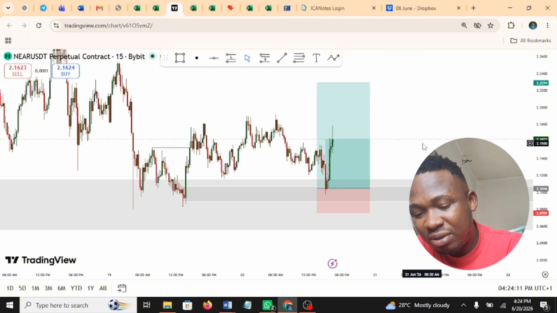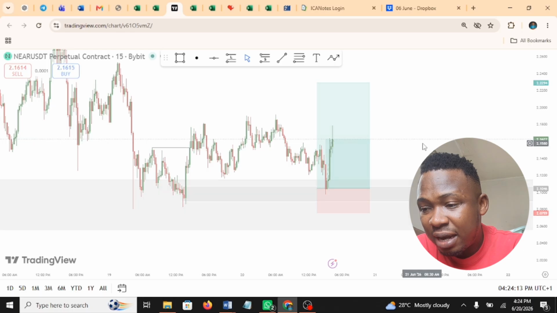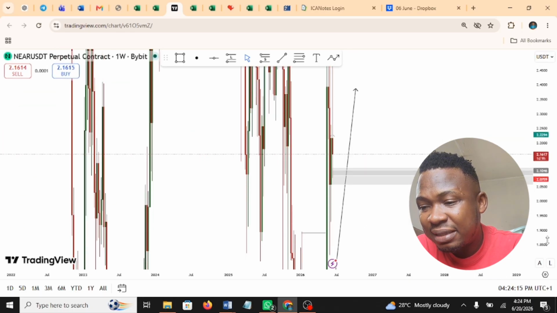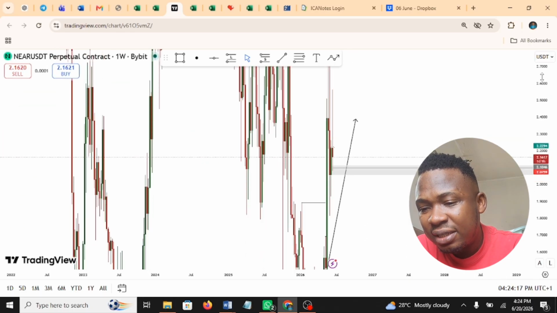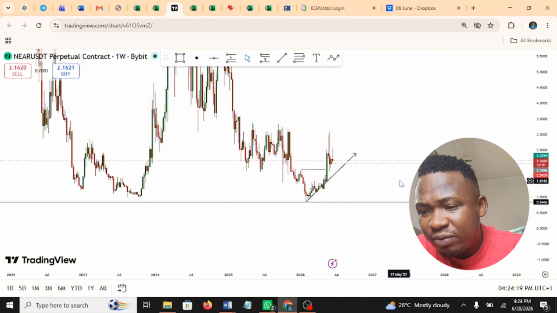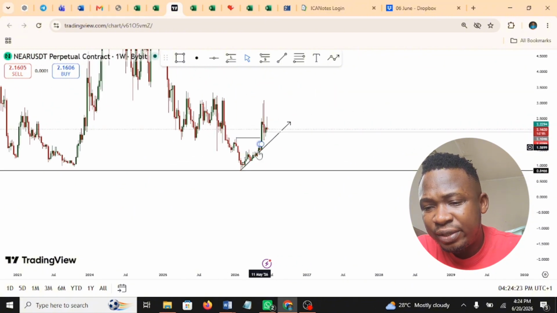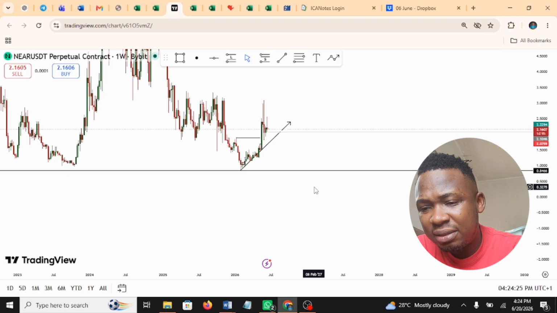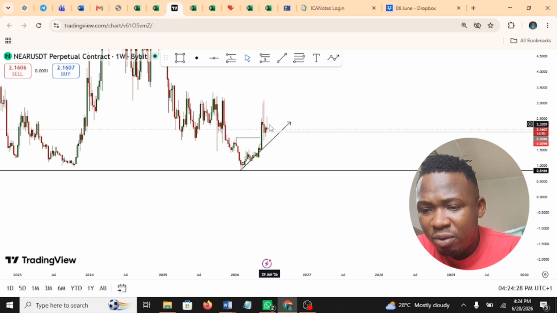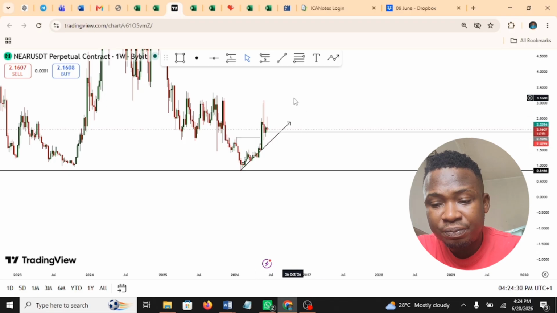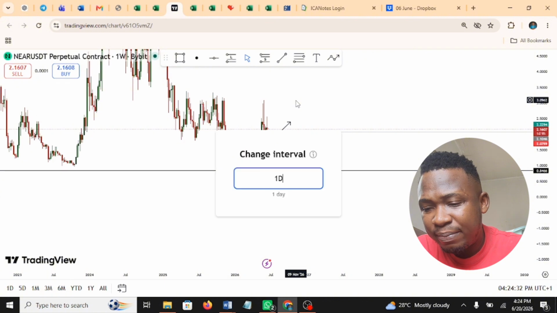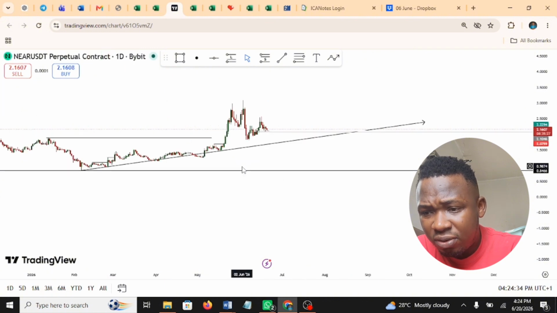Let's look at the weekly. Let's see what we have here. I take my time to analyze from the weekly. You see here on the weekly, we have the most recent break of structure to be bullish. This guy, break of structure to be bullish, and then we are expecting reversal here, but we don't know if that reversal is actually true until we look at the daily bias.